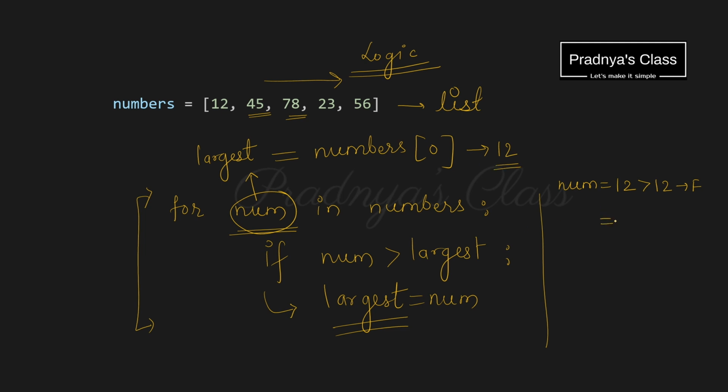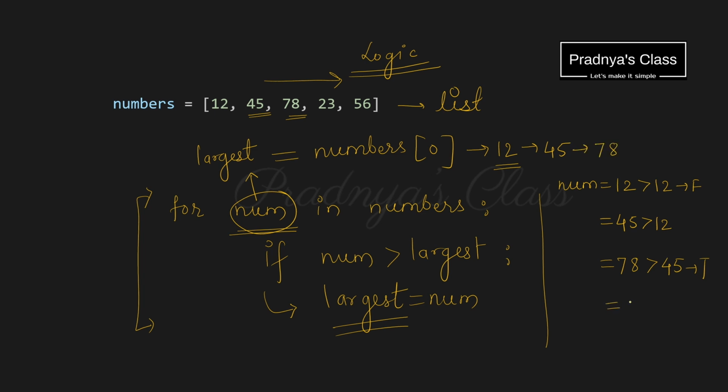The next element of the list is 45. 45 will get compared with 12. Yes, 45 is greater than 12. So the largest number becomes 45 now. Now you know what is the next element. Next element is 78. 78 will get compared with 45. It will evaluate to true. So ultimately largest will change to 78.